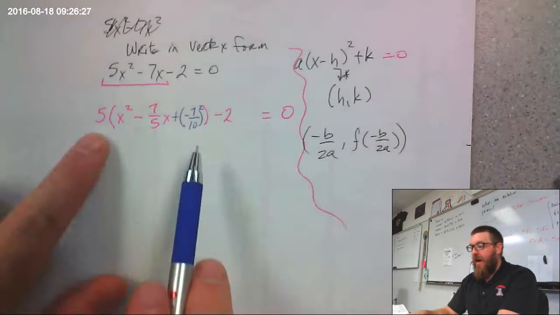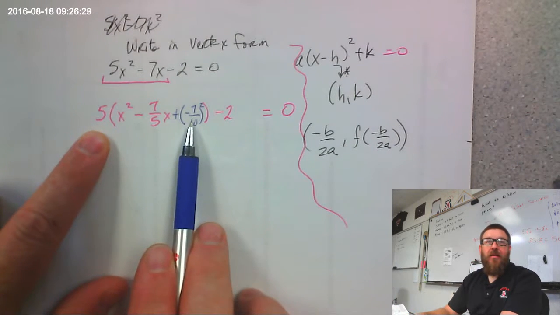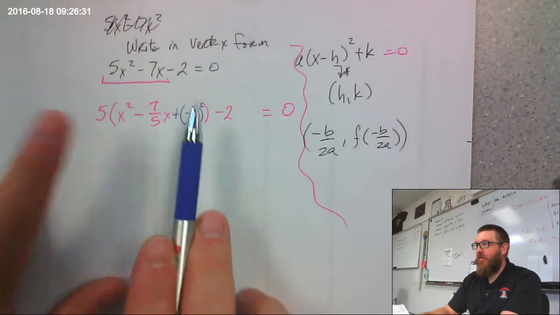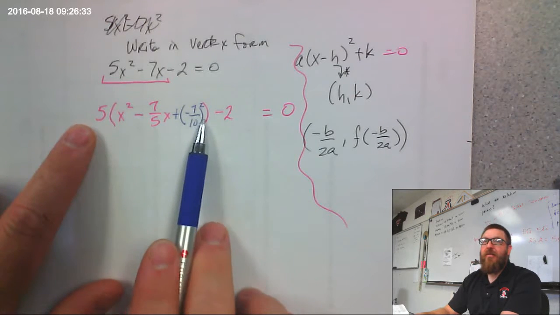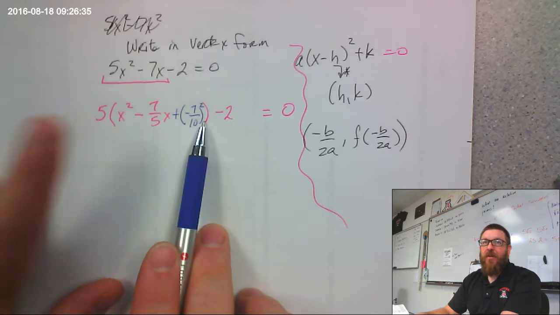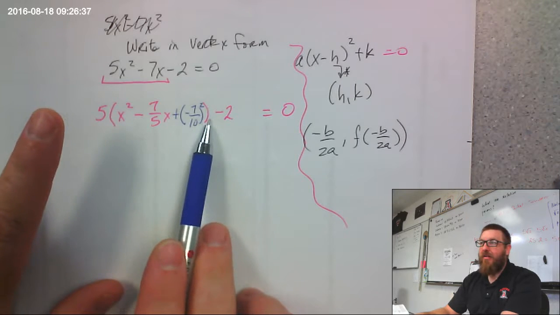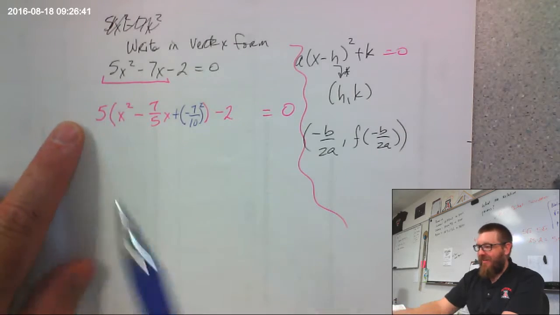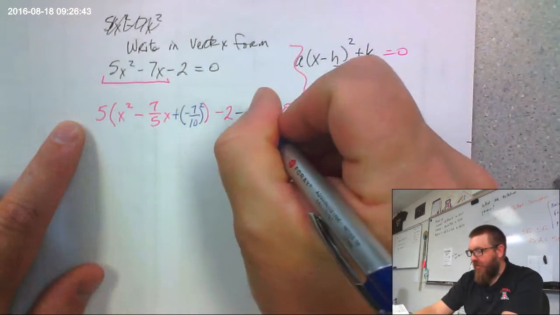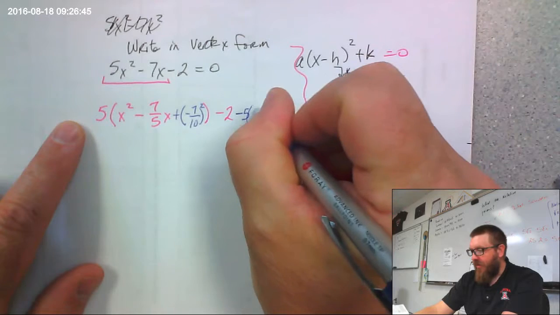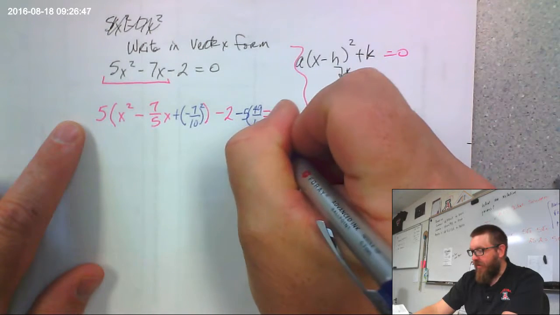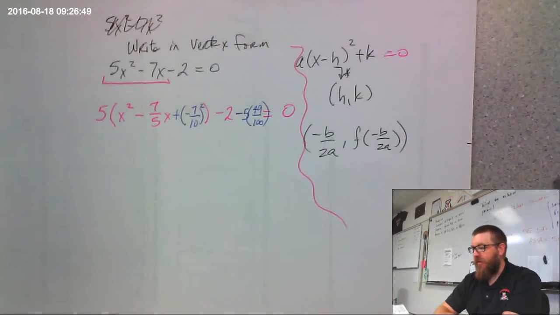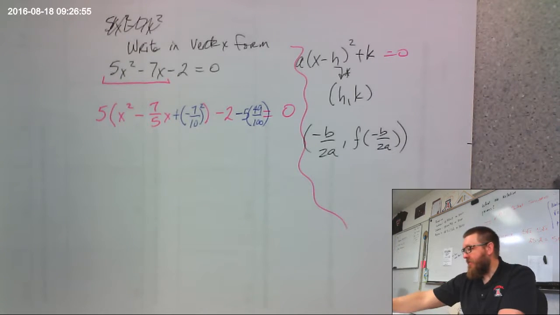But do you see how there's really 5 of these? So I have to subtract 5 of these. There's really 5 of these right here, because it's inside the parentheses and the 5's distributing. So I have to do minus 5 of 49 over 100. Well, I just drew right over the equal sign. Yes, Lauren? Okay, never mind it.